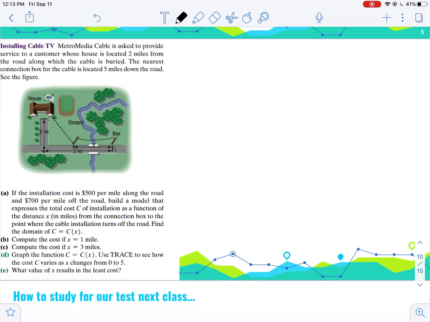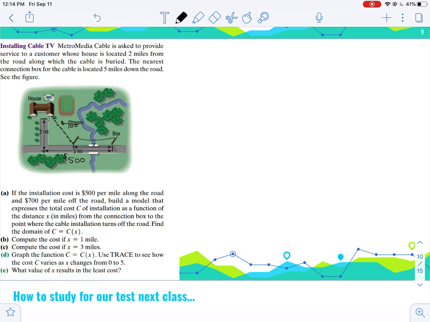All right, so installing cable TV. Metro Media Cable is asked to provide service to a customer whose house is located 2 miles from the road along which the cable is buried. The nearest connection box for the cable is located 5 miles down that road. See the figure. If the installation cost is $500 per mile along the road, so this is 500, and then it is 700 per mile off the road. So right here looks to be off the road. So this would be 700 for off-road.